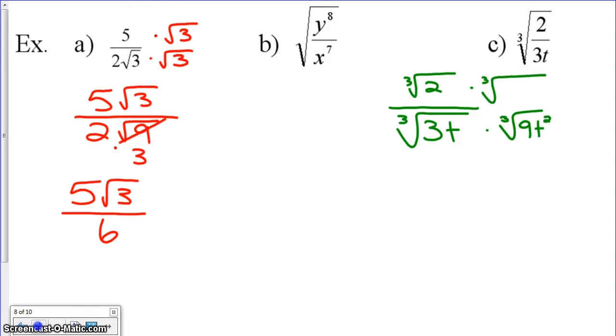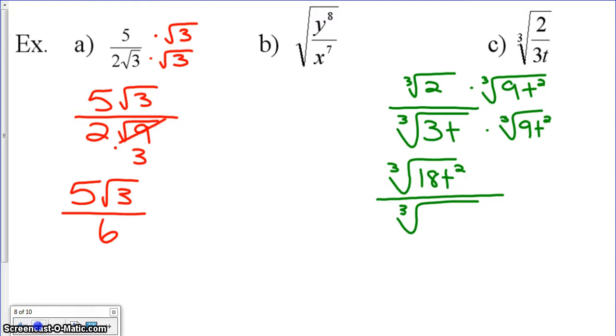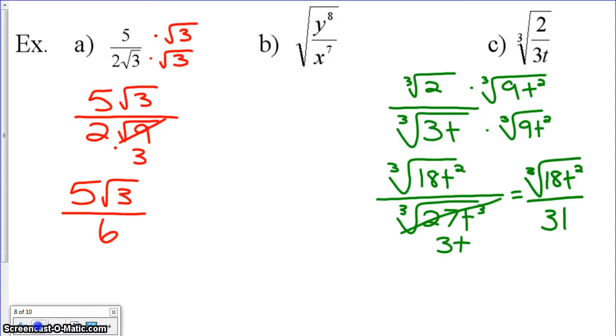Watch what happens when I multiply by the cubed root of 9t squared. By doing that, I now have the cubed root of 18t squared in the numerator, which we aren't really concerned about. But in the denominator, I have the cubed root of 27t cubed. 27 and t cubed are both perfect cubes, so they come out, and I'm left with 3t in the denominator. So my answer is the cubed root of 18t squared over 3t.